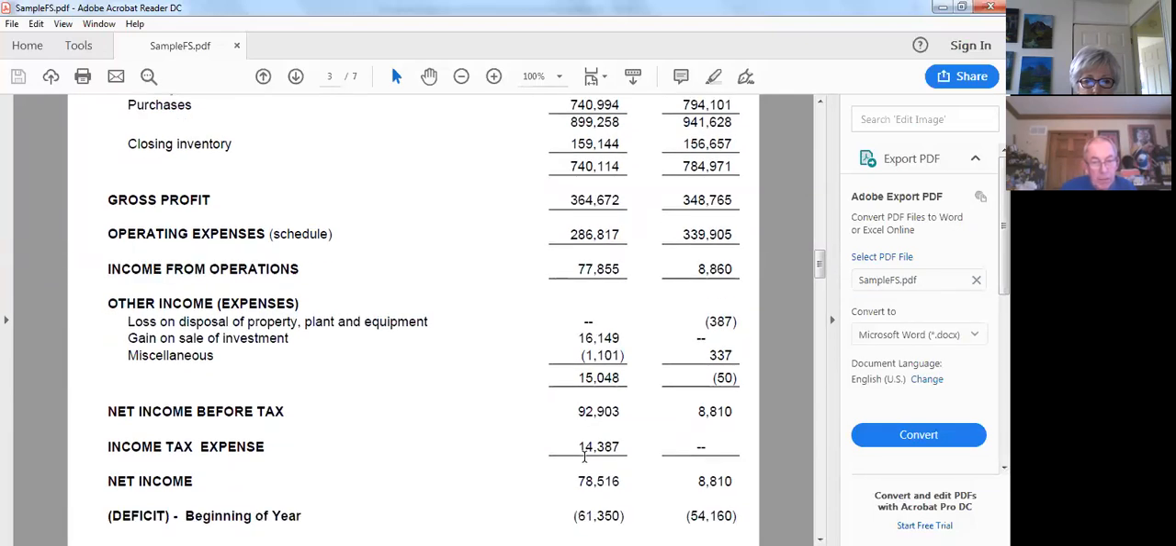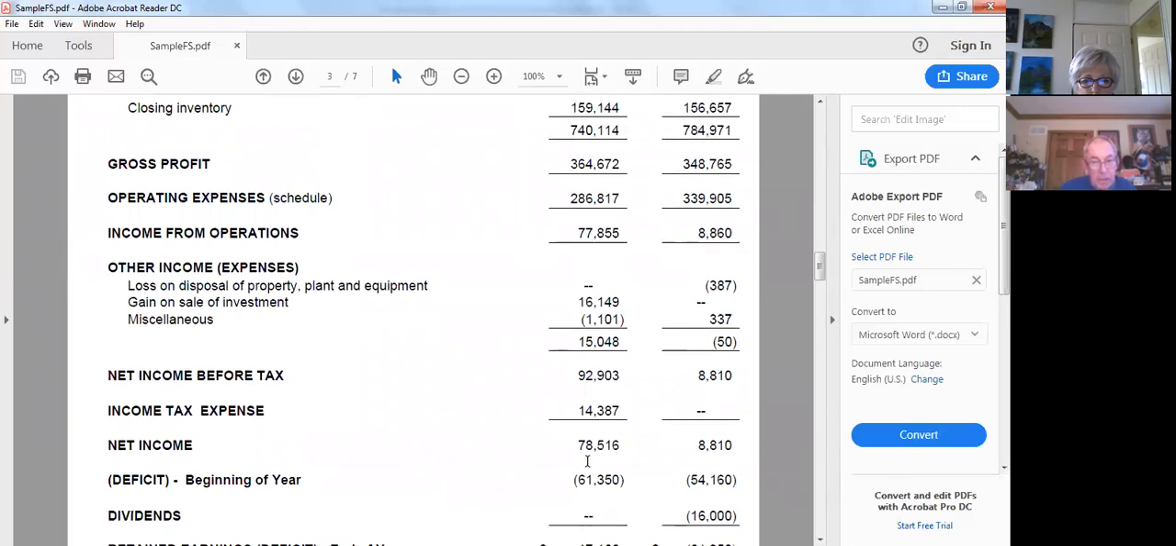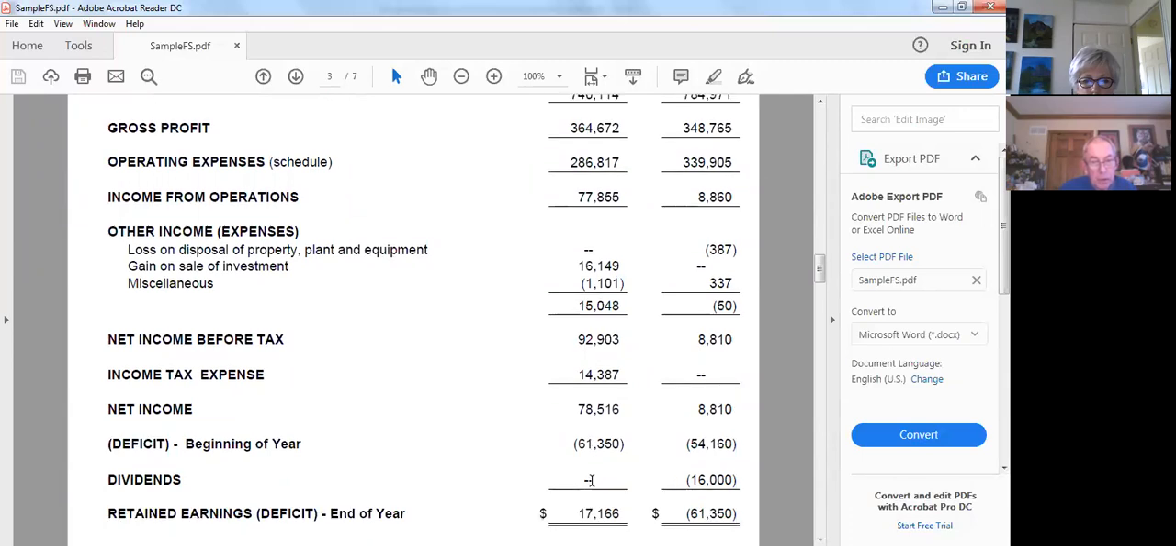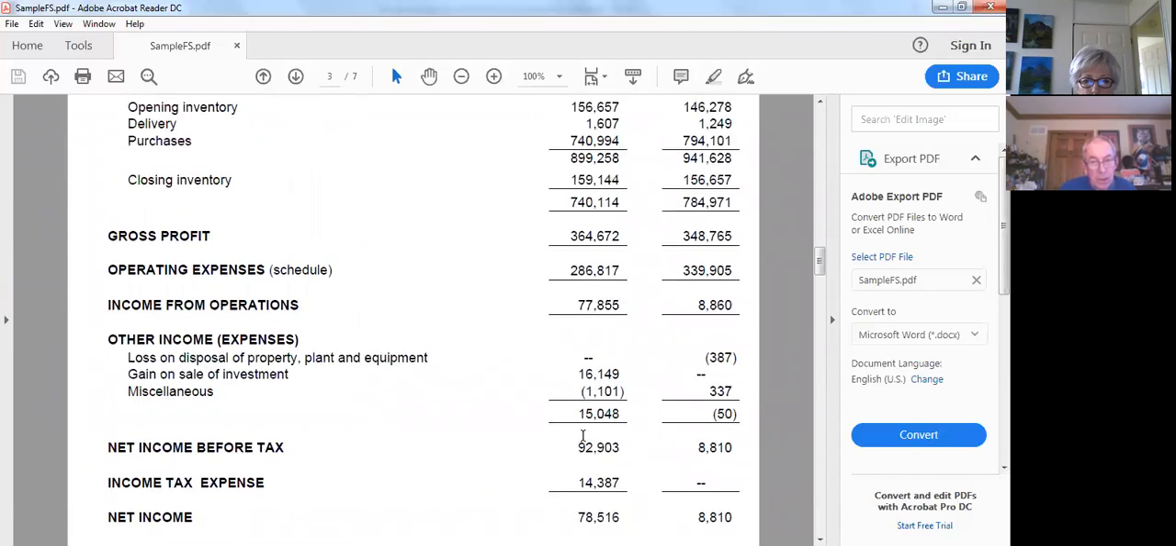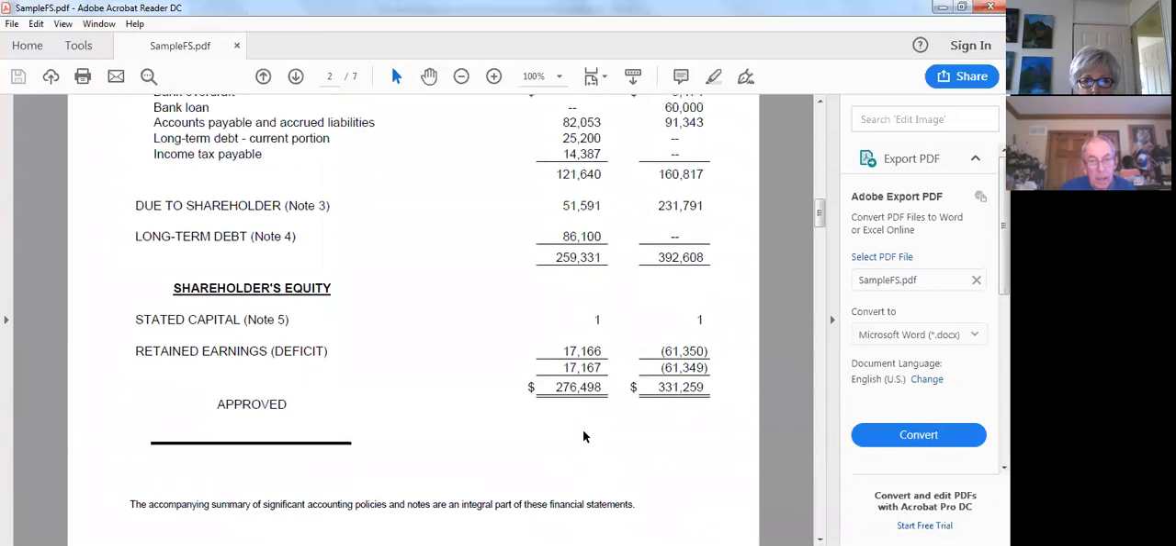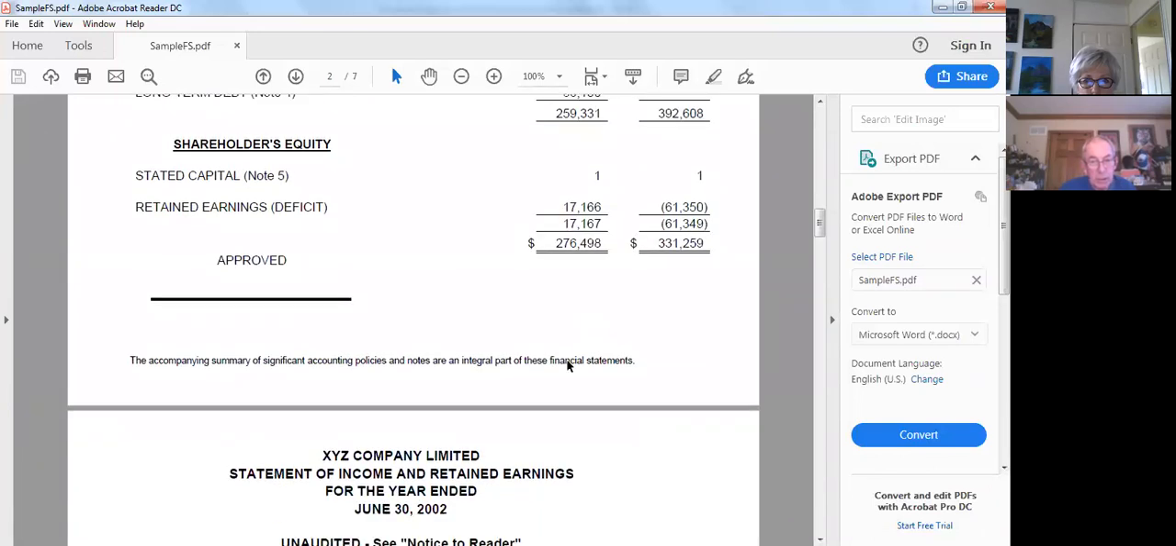They allocate for income tax. Now this is the allocation that they've given for income tax expense. They haven't necessarily paid this yet, but this is what they're calculating their income tax to be, which gives them a net income of $78,516. They had a deficit, if you remember, of $61,350 from the beginning of the year. So the retained earnings for the end of this year is $17,166, which if we go back to the balance sheet shows $17,166, so it matches up.